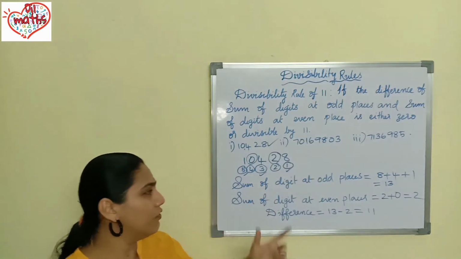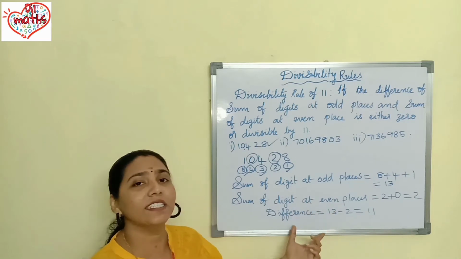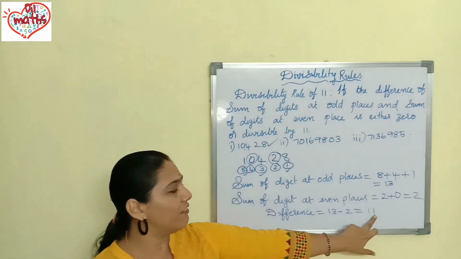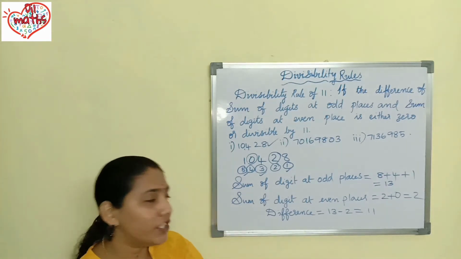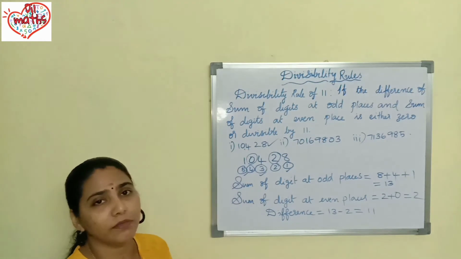So what have we done here? We found the sum of digits at odd places and the sum of digits at even places, and we found the difference of the sums. Then we got 11 as the difference. So that 11 is divisible by 11, and you can say that the given number is divisible by 11.